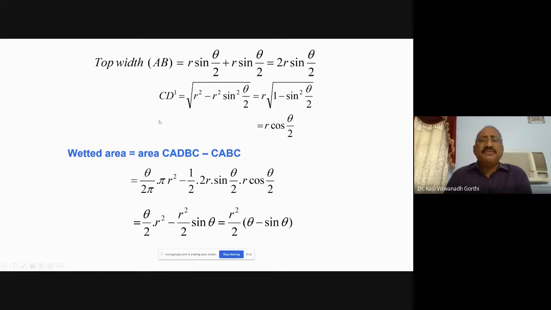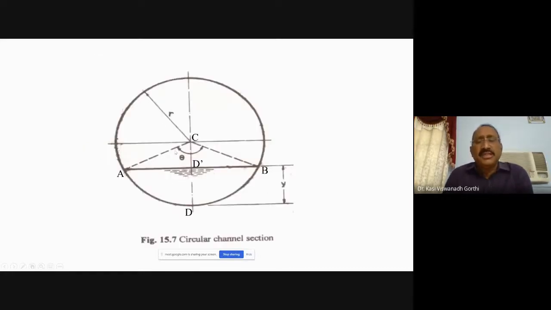So the top width for this, how do you get the top width? In this triangle, the included angle is theta. For any triangle like CD'A, if you take, this included angle becomes theta by 2. And since R is the radius, CA would be equal to R, CB also would be equal to R.